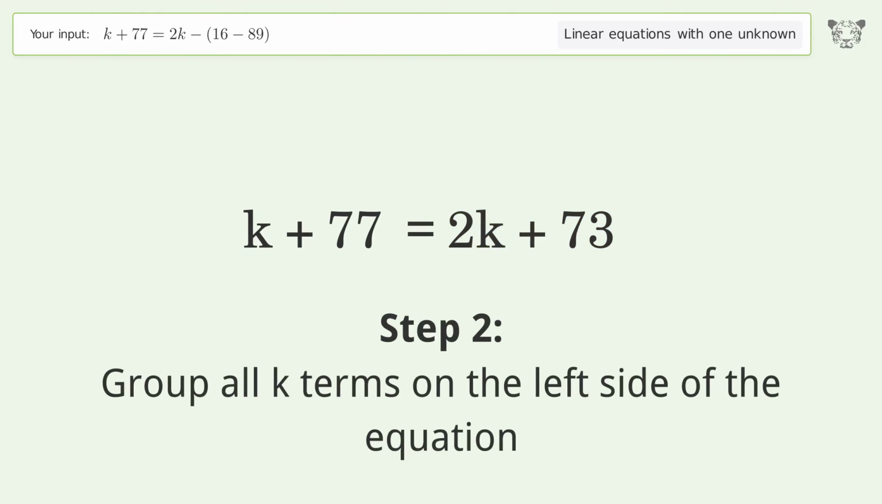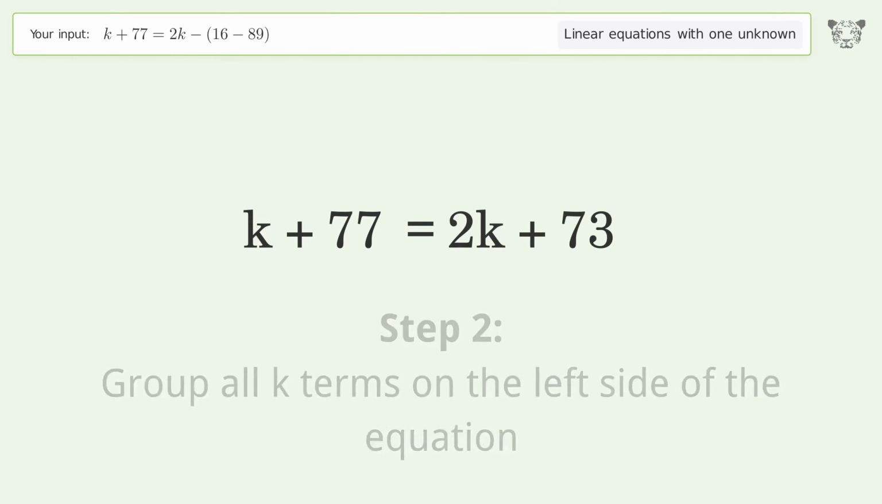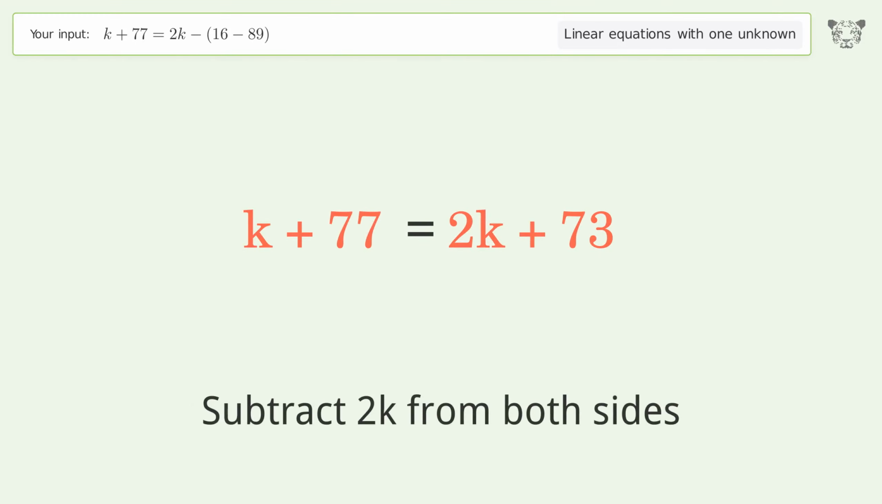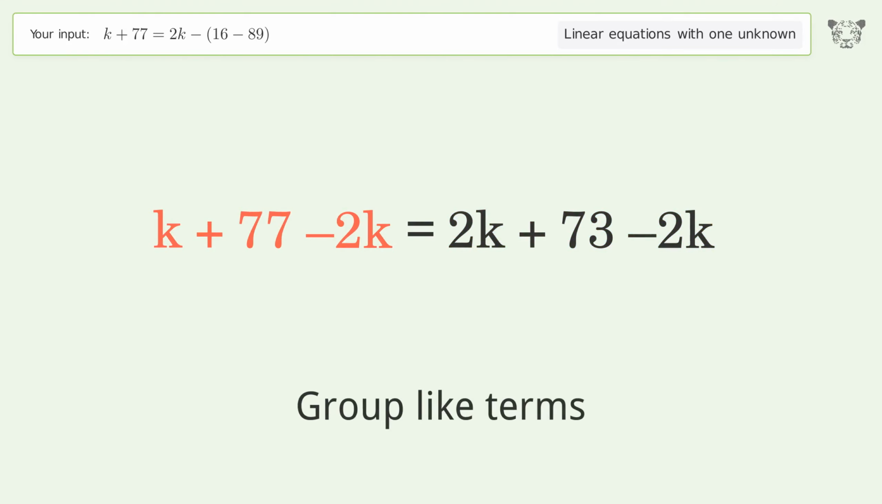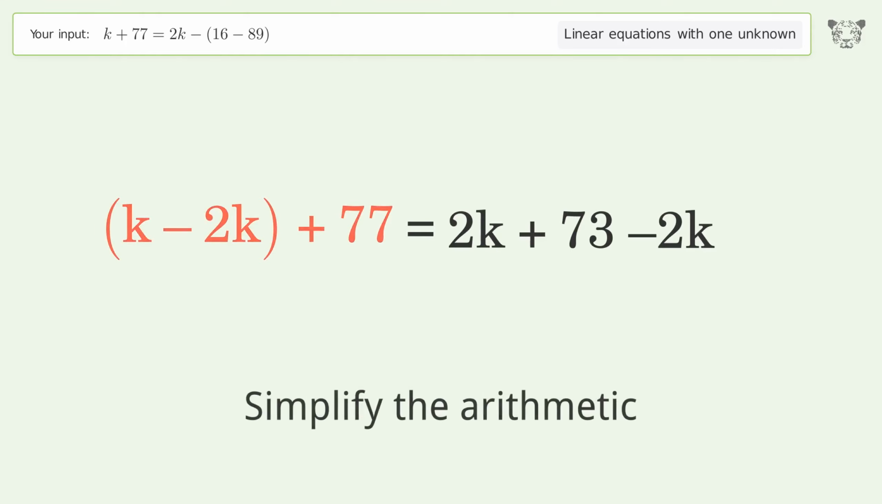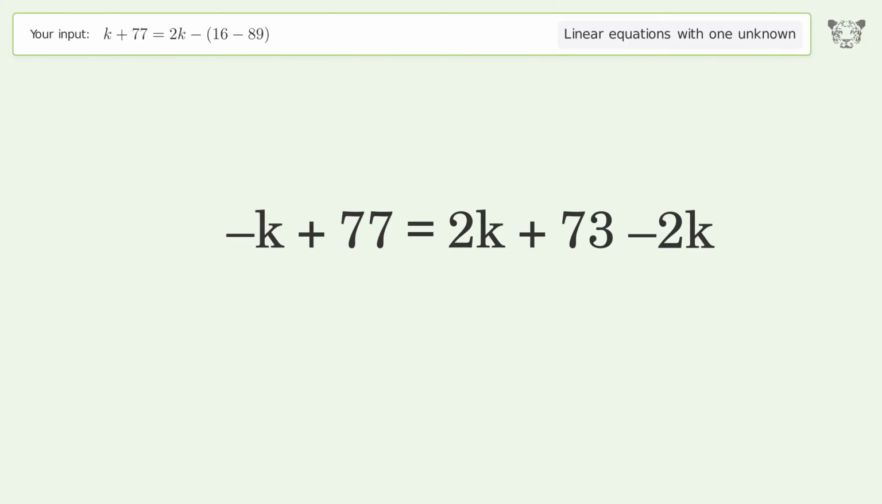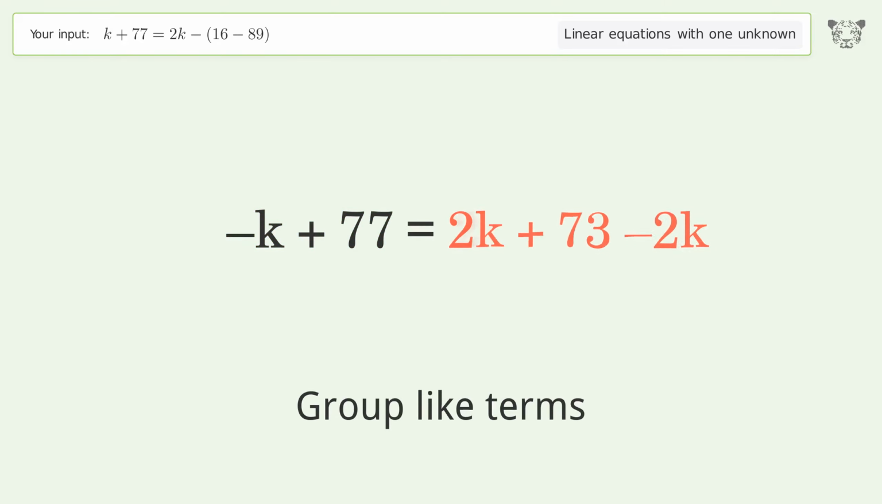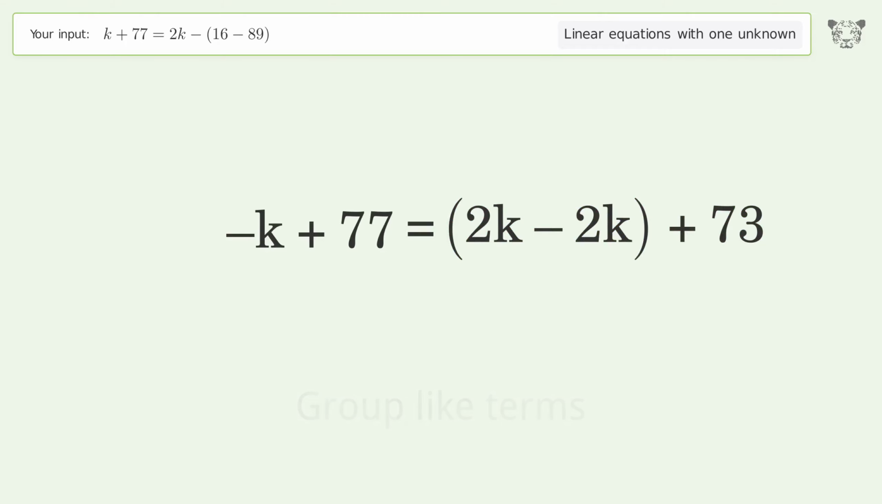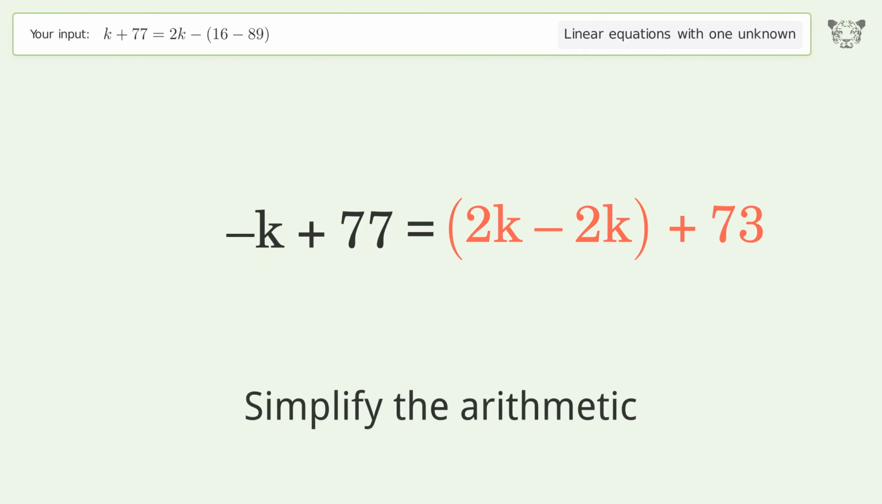Group all k terms on the left side of the equation. Subtract 2k from both sides. Group like terms. Simplify the arithmetic. Group like terms. Simplify the arithmetic.